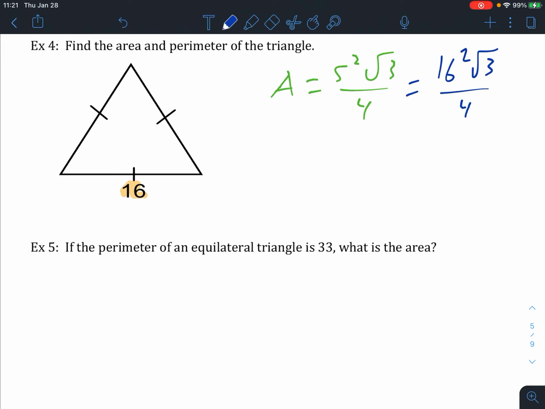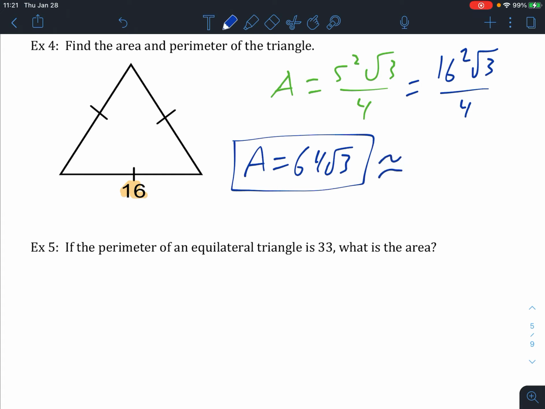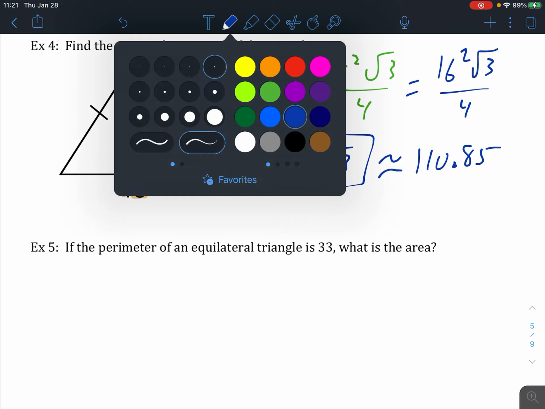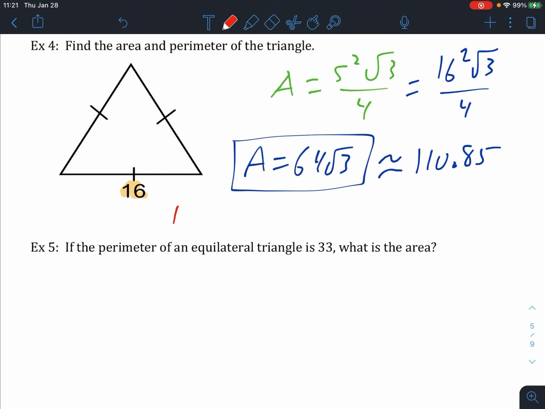All right, if we type 16 squared over 4 in, ignoring the root 3, we get our answer of 64 root 3. That's called an exact answer. However, if we want to round it, we can just type in 64 root 3, and that would give us 110.85. That's called a rounded answer. Okay, so for the first one, we did not type the square root of 3 in our calculator, and the second one we did. The perimeter, since I know all 3 sides are 16, we can just do 3 times 16, and that would give us 48.